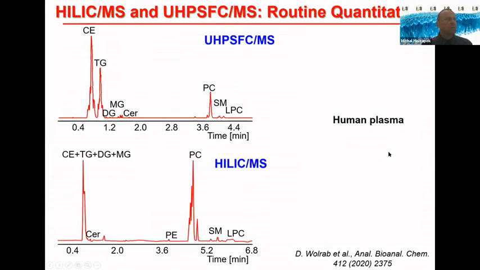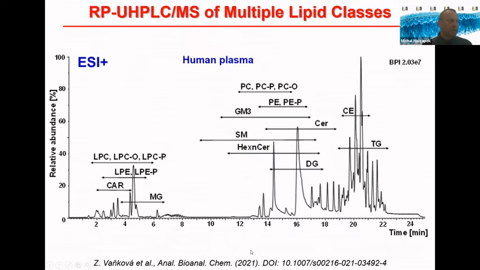If I show you the most recent methods that we are using now for routine quantitation, you may see for samples of human plasma that we are here within 4.5 minutes. So the total cycle time is within 5 minutes per sample. So it's really high throughput and fully automated quantitation. In case of HILIC, it's only slightly longer, below 7 minutes.